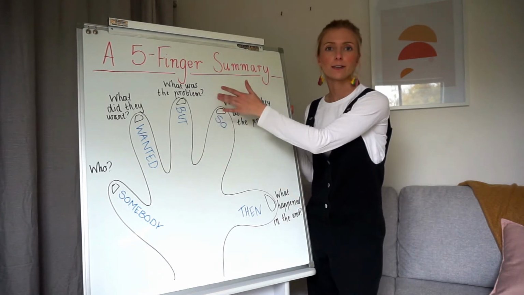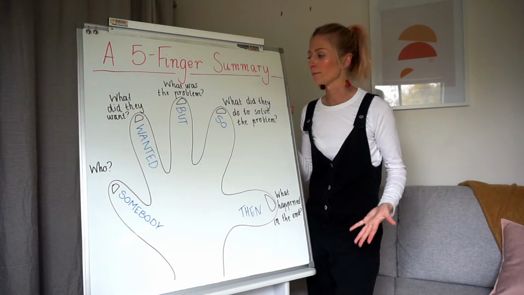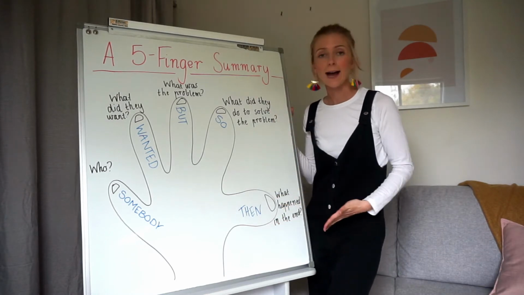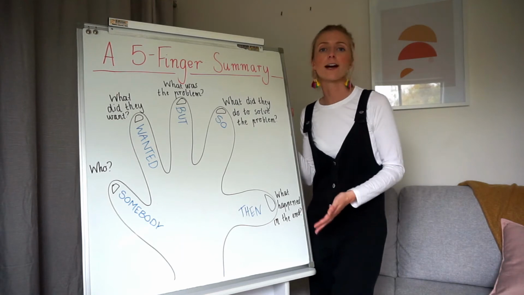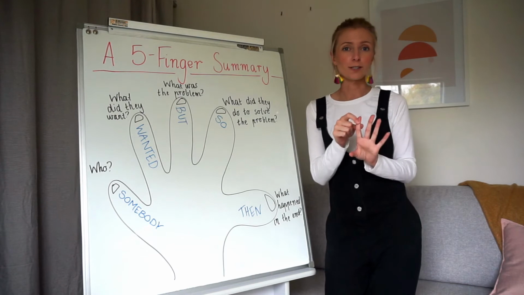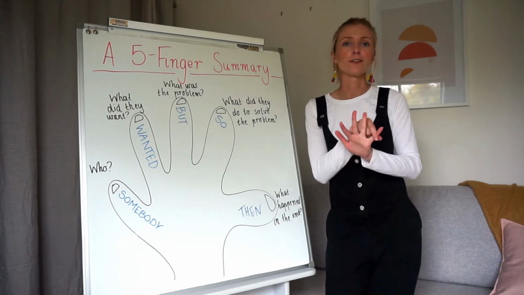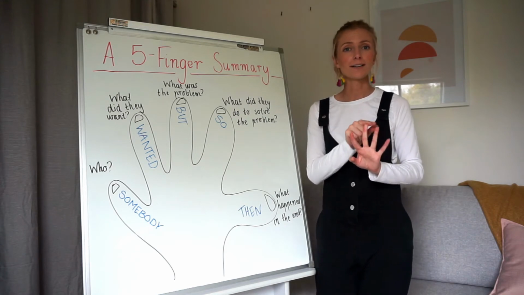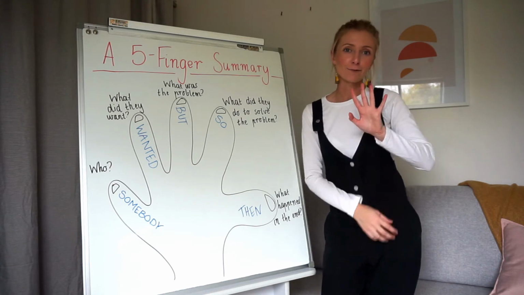So in the but finger, we have to say, what was the problem? So what did they do to solve the problem? Then what happened at the end? How was the problem resolved and how did the story finish? So do it with me. Somebody wanted, but, so, then. One more time. Somebody wanted, but, so, then. And that's our five-finger summary.